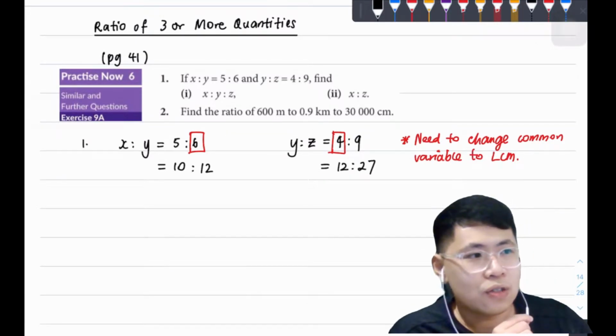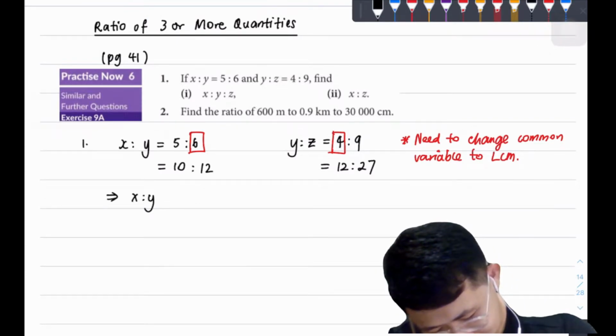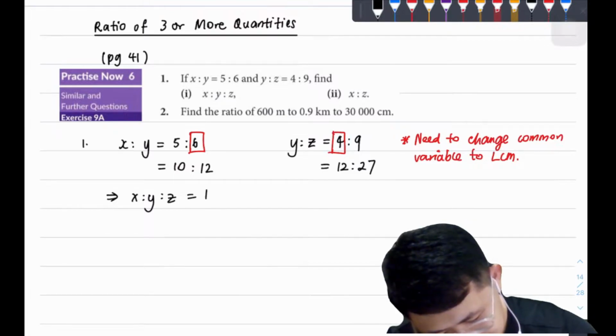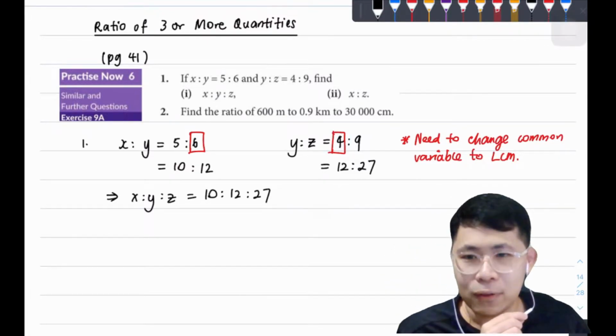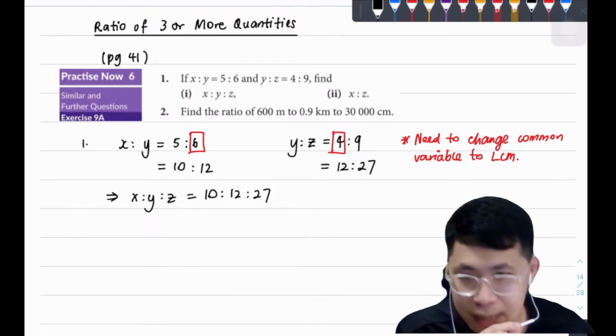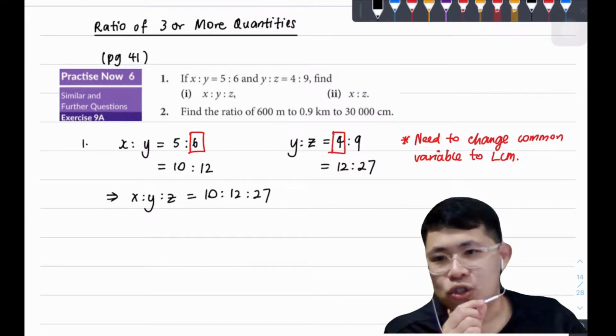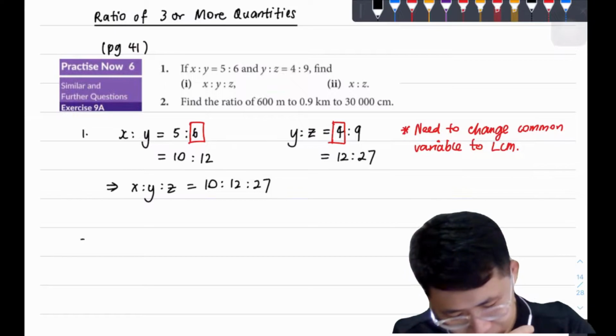We see, so we can combine them together now. x is to y is to z would be 10 parts to 12 parts to 27 parts. So once more, the skill over here is to change the common variable to the LCM, and we will merge both separate ratios together as one. Now let's look at question 2.